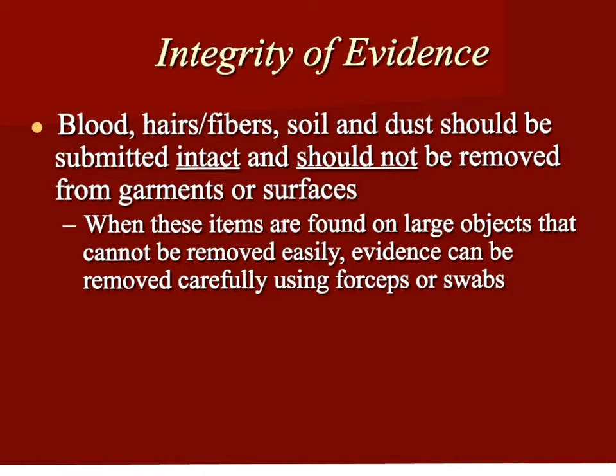Now, how do scientists collect evidence? The integrity of the evidence is very important. Different types of evidence have to be collected in different ways. Blood, hair, fibers, soil, and dust should be submitted intact, meaning not removed from garments or surfaces. If you see blood on a shirt, you should take the section of the shirt that has the blood stain and collect that as evidence. When they're found on large objects, you could remove them carefully using forceps or swabs, however.